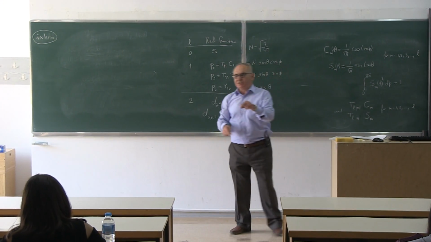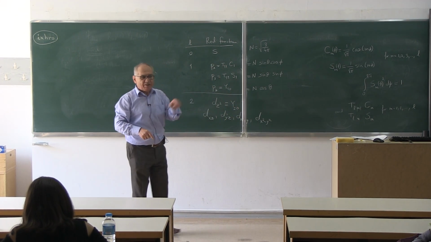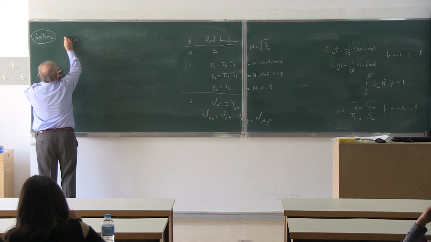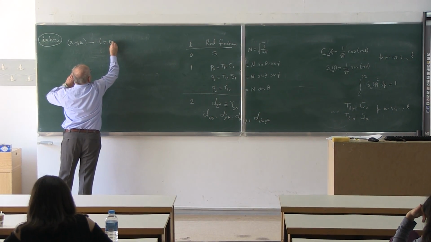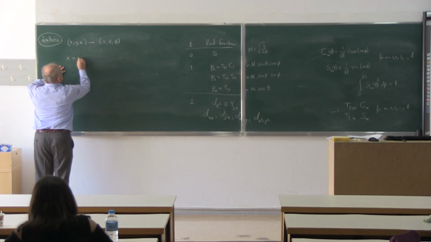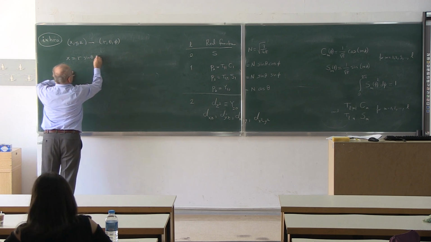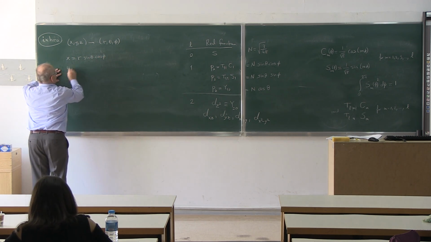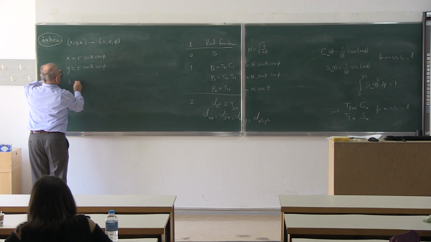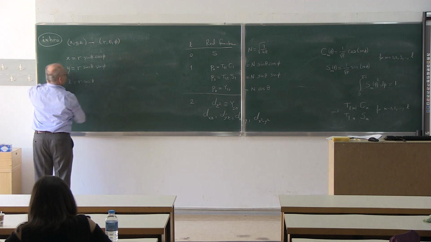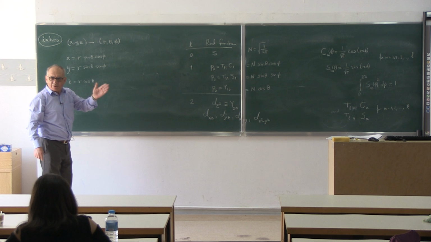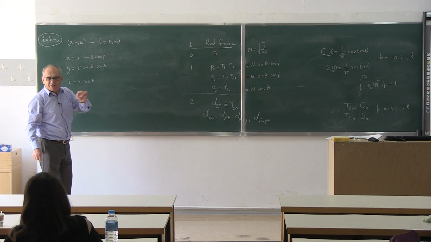Please remember the relationship between Cartesian type variables and spherical polar variables. What are the relationships? x, y, z Cartesian, r, theta, phi spherical polar variables. The relations are x equals r times sine theta cosine phi, y is r times sine theta sine phi, and z is r times cosine theta. These are the relationships between Cartesian type x, y, z variables and polar variables r, theta, phi.